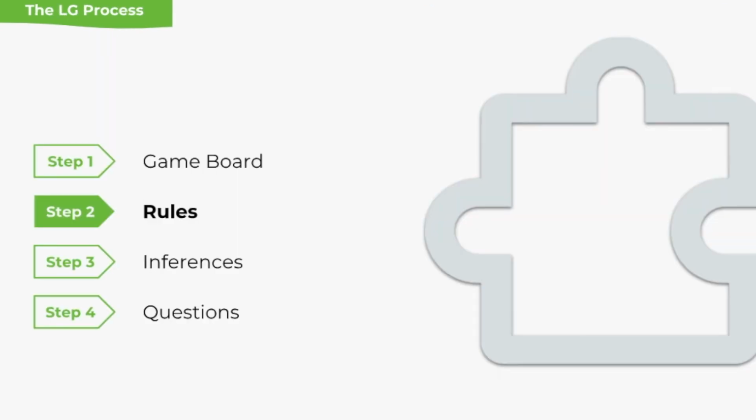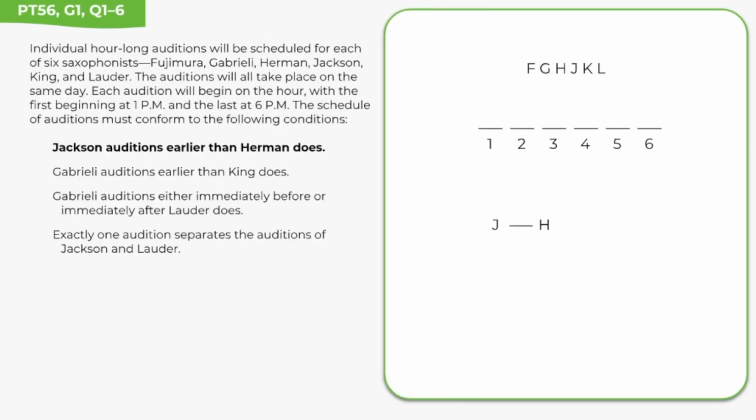Then after we have a game board set up, we want to notate the rules. And so in a game like this, we take that first rule: Jackson auditions earlier than Herman does. So J is earlier than H. We can use a relative relationship to set up that rule. And then we have another relative relationship. Gabriele auditions earlier than King does. So we have another one.